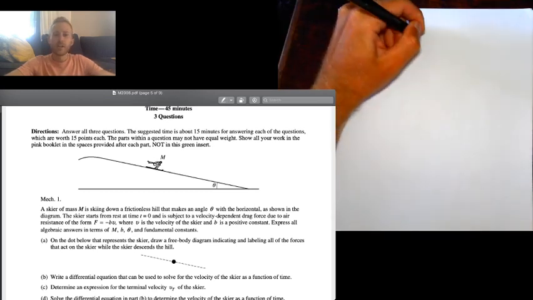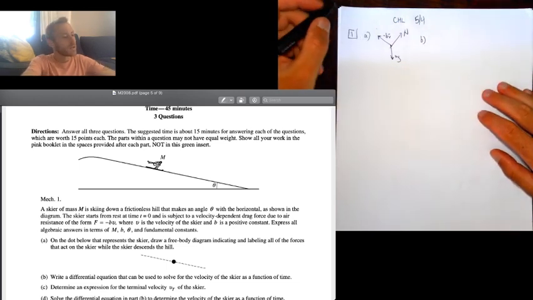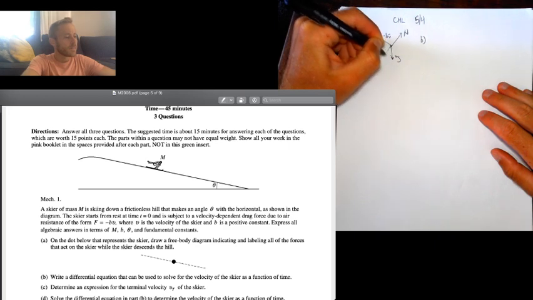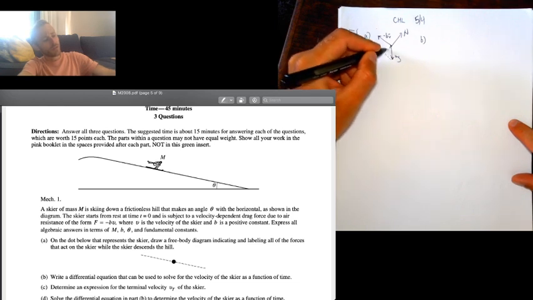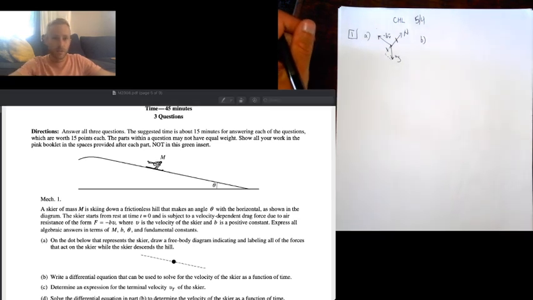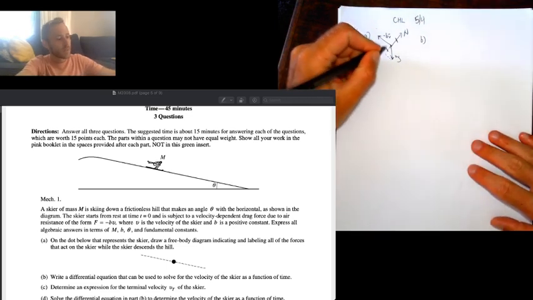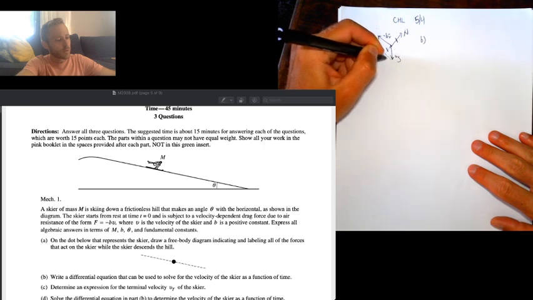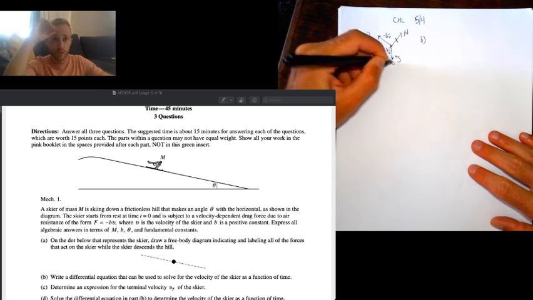Part B, write a differential equation that can be used to solve for the velocity of the skier as a function of time. So if we look at the weight force here, this component of the weight force has to cancel out the normal force, or else the skier will get pushed into the incline or will lift off the incline. So these two cancel out. So the only part of the weight force that is not canceled out is this portion right here. This angle is theta. So that is mg sine of theta. That's the component of the weight force that goes down the incline.